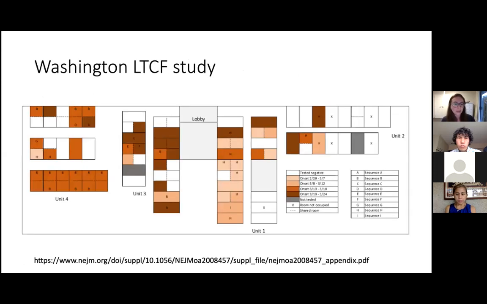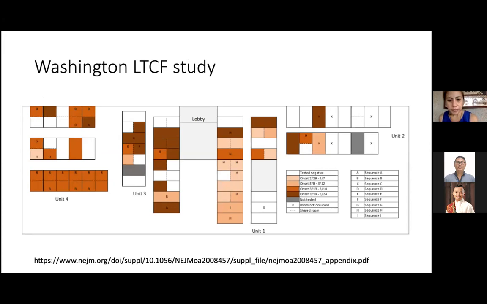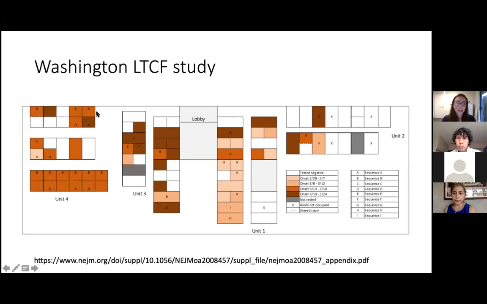Here's a nice figure from a Washington study at a long-term care facility. This is a floor plan of the facility, and they found a number of different sequences, which they've each given a letter. And here you can see in the floor plan, individuals who are close to each other tend to share a letter more often than individuals who are in different parts of this facility. Mostly a lot of B's clustering together and a lot of H's clustering together.